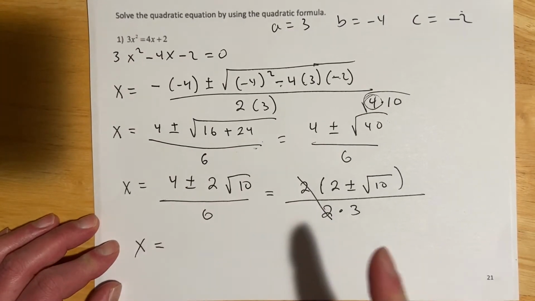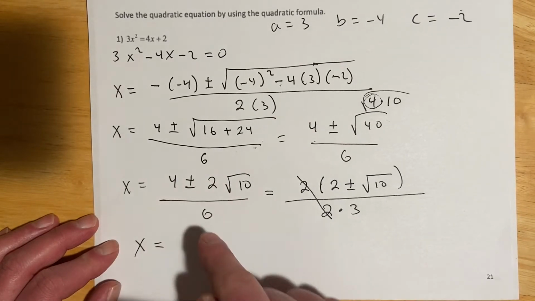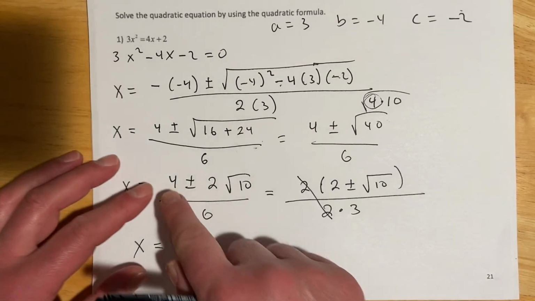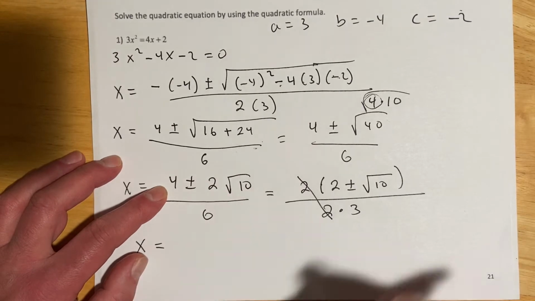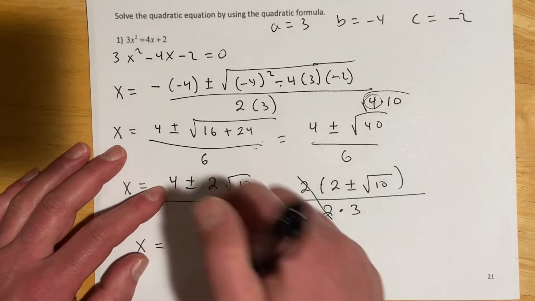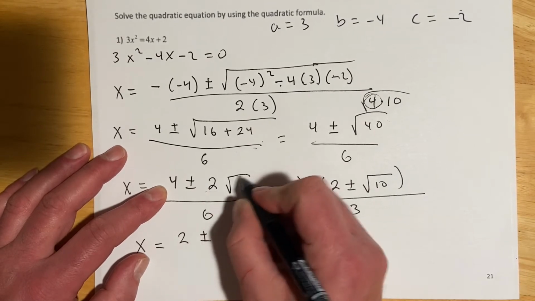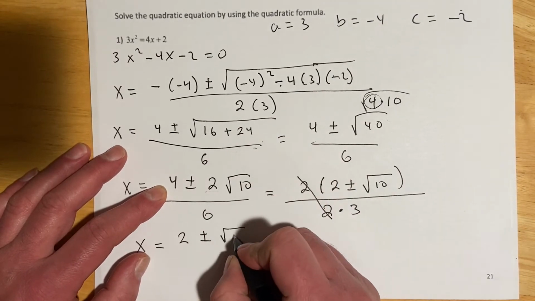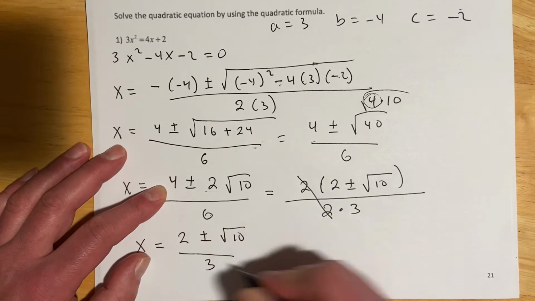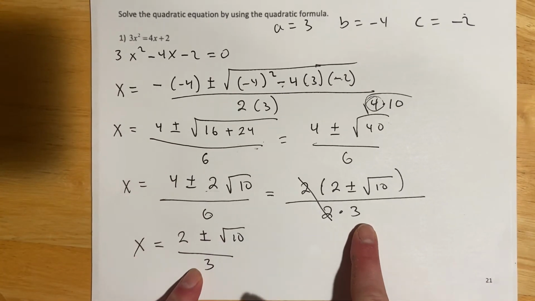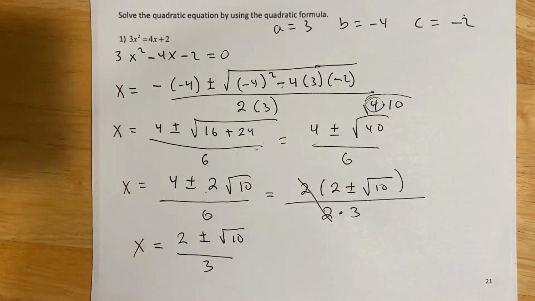So an easier way to look at it is, if there's something you can divide into everything, do that. You look at it and go 4, 2, and 6, everything's divisible by 2. So 2 goes into 4 twice. 2 goes into 2 root 10, the 2's cancel, leaving just the root 10. And 2 goes into 6 3 times. So I get the same thing. I think it's a little bit cleaner to do it that way.